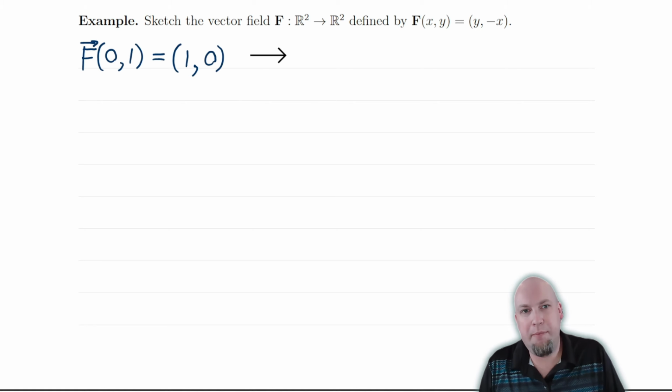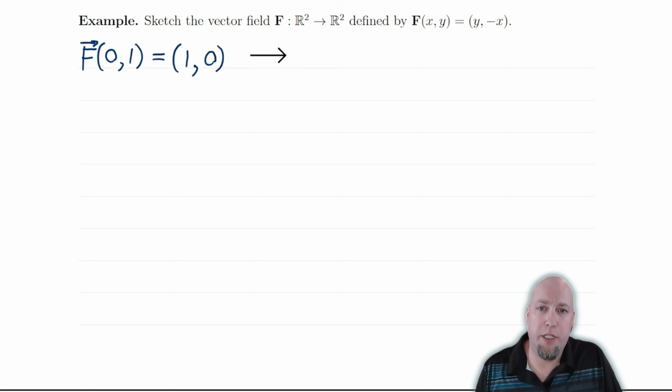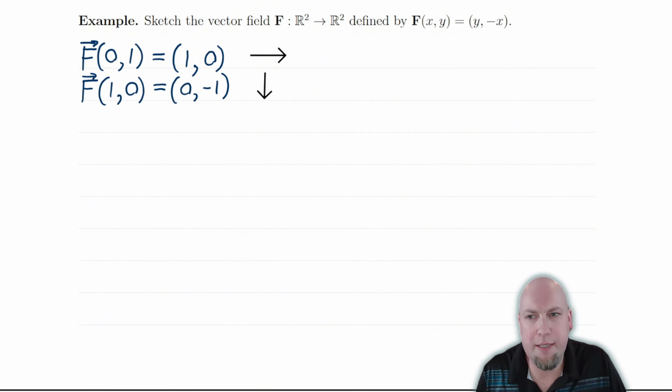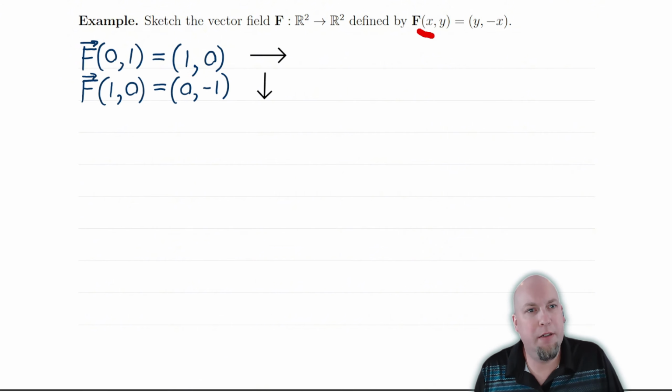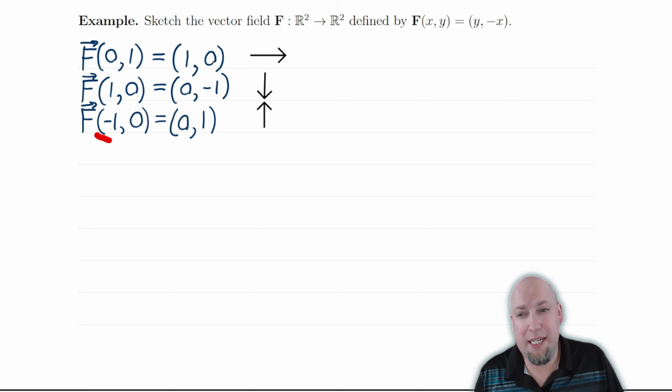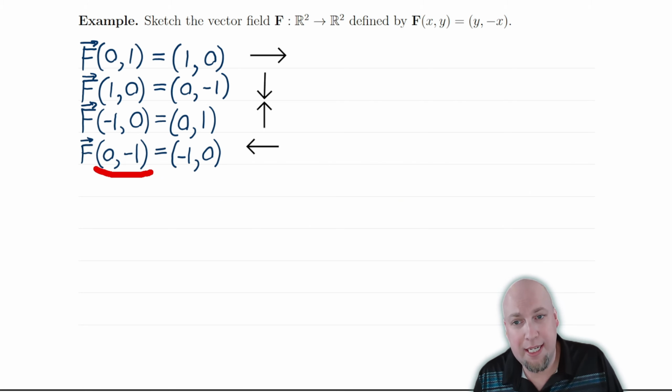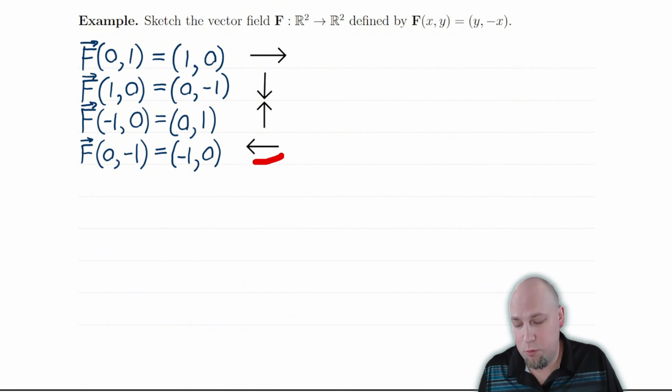For example, maybe I plug x equals 0, y equals 1 in, so the point (0, 1). That gives me the vector (1, 0), which I've illustrated here. It's just the vector pointing straight to the right, 1 unit of distance. If I plug in (1, 0) into this formula, then the output is (0, -1), the vector pointing straight down 1 unit of distance. If I plug in another point, (-1, 0), I get the output (0, 1), so that's pointing up 1 unit of distance. And if I plug in (0, -1), then I get (-1, 0) as my output, that's pointing left 1 unit of distance.